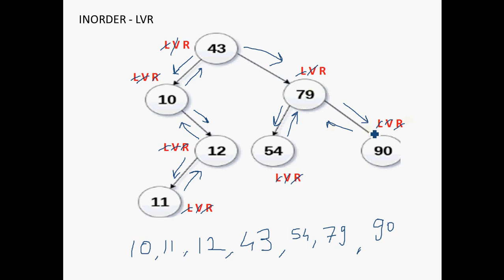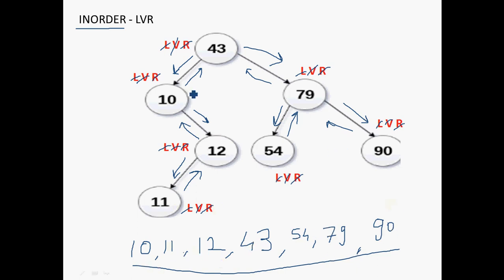This is the right of 79, which is now complete, so go up. The node 43 is the root, and this was the right of 43, so this is now cut. All the LBR steps we have written, we have gone through. So finally we got the inorder traversal of this tree, which is nothing but the sorted list.